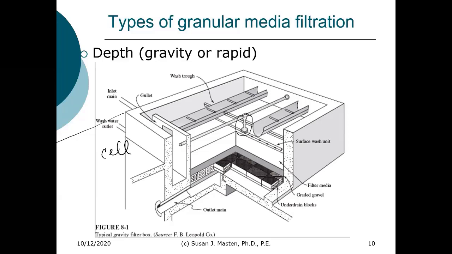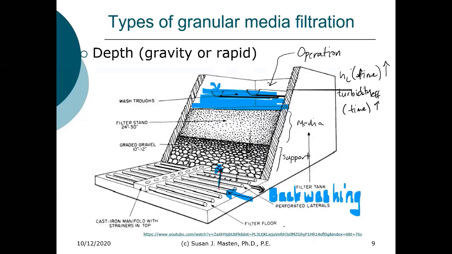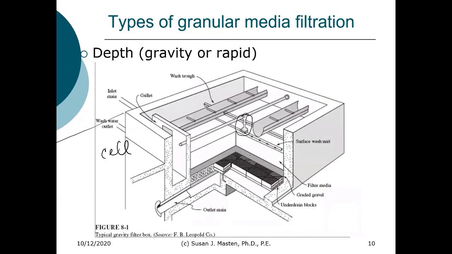And this is an air scour system. Often on the top of here, you have what we refer to as mud balls. These occur predominantly in surface water systems; basically, clay particles aggregate together and form a clump, and it's really hard to remove those clumps by backwashing. So we often use air scouring to try and dislodge that material, and you'll see that in a video in just a bit. So we have these wash troughs, you can see the surface wash unit here, the filter media, a grated gravel support with underdrain blocks, and then the laterals within that system.